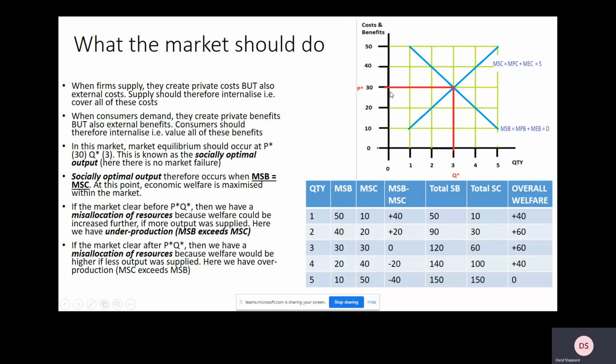If we stop before 3, it would mean that marginal social benefits exceed marginal social costs, and that would be a misallocation of resources. We will be underproducing. If we go beyond 3, so beyond Q star, the marginal social costs now exceed the marginal social benefits. Again, that would lead to a loss of economic welfare, and this time we would be overproducing in the marketplace. So that would also be a misallocation of resources.